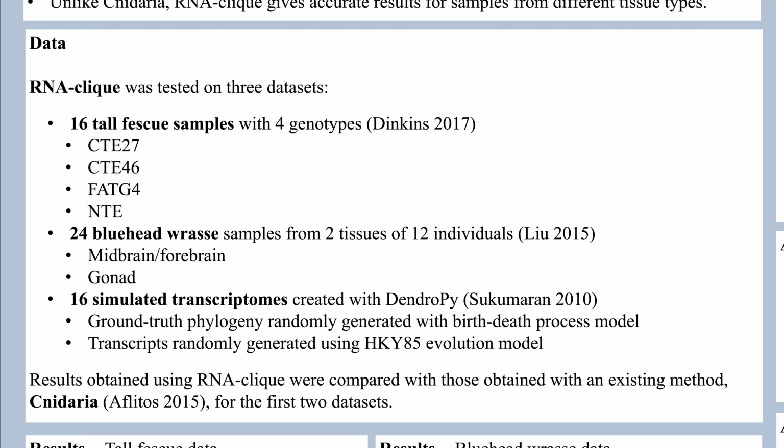The third data set was a set of 16 simulated transcriptomes that we generated using the library DendroPy. We first generated a ground truth phylogeny using the birth-death process model, and then we generated 50,000 random transcripts and simulated their evolution along the tree using the HKY85 evolution model. We also tested an alternative method, cnidaria, on the first 2 data sets.